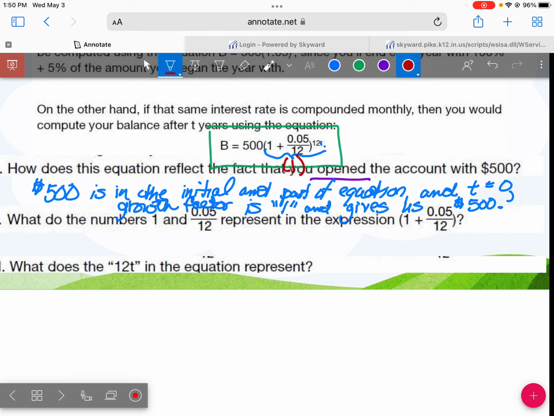Well, let's talk about 1 first. What does 1 represent? A little bit louder. It's part of the growth factor. This whole thing is actually the growth factor because it's 1 plus the rate, right? So this whole thing is the growth factor. But specifically, what does that 1 represent? Say it louder.